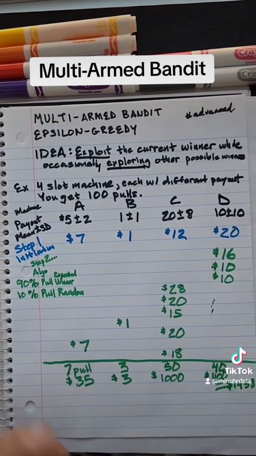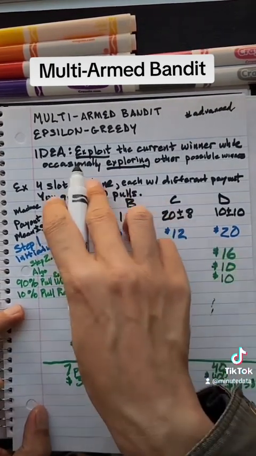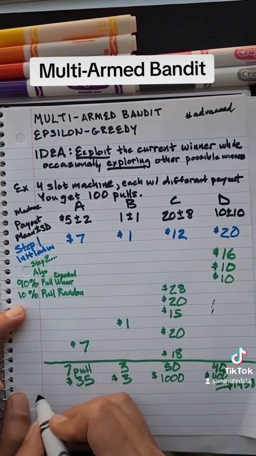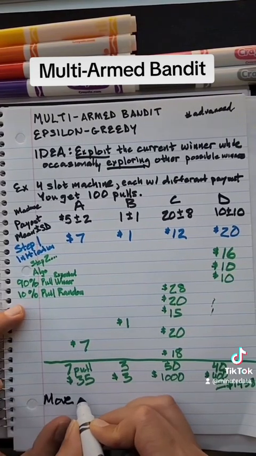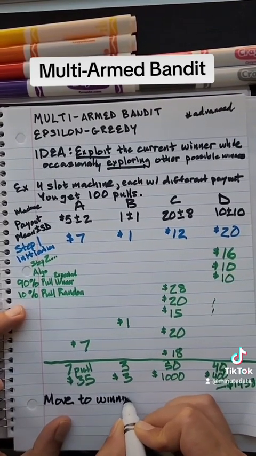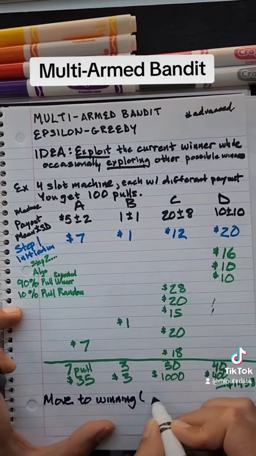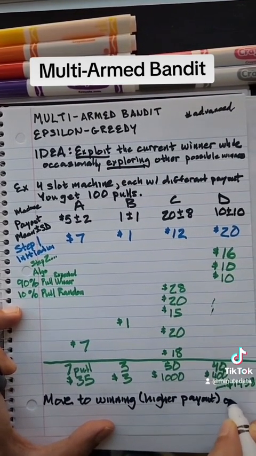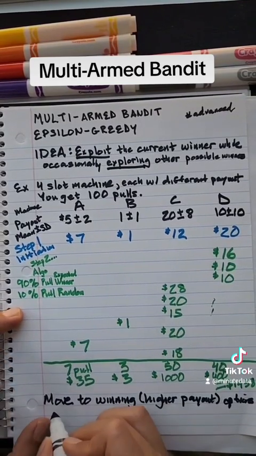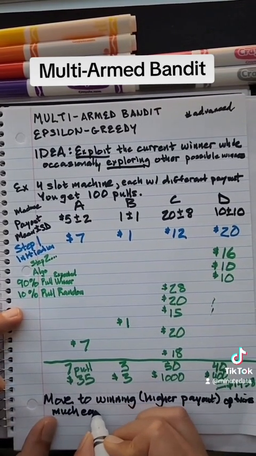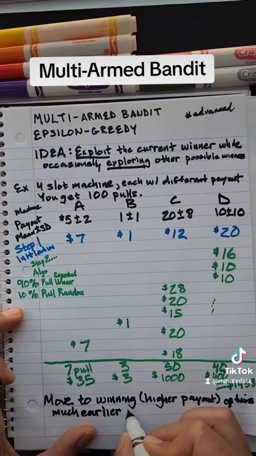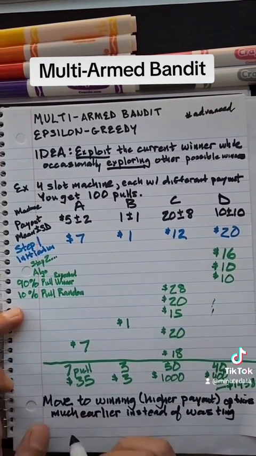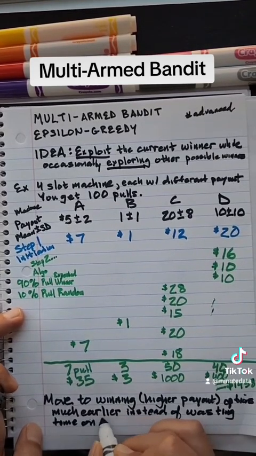So what's another benefit of this algorithm? So in addition to exploiting the current winner as well as exploring other possible winners, another benefit is we actually move to winning options, or let's say higher payout options, much earlier, instead of wasting time on losing options.